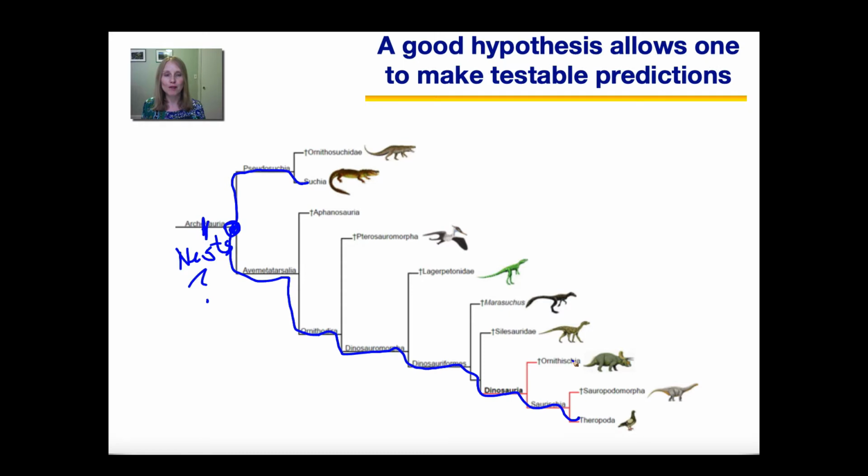When they looked at the fossil record, they actually found fossils of dinosaurs on nests. So we now know that nest building and brooding was a homology that was shared among all of these different species.